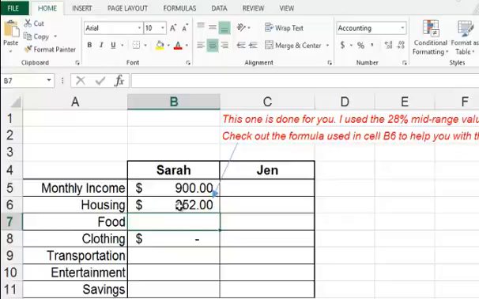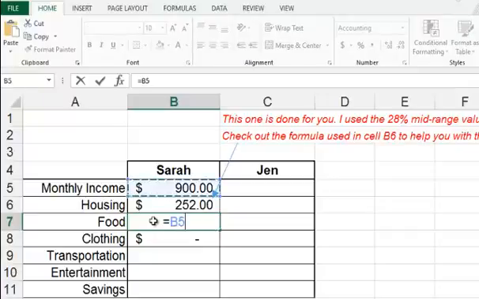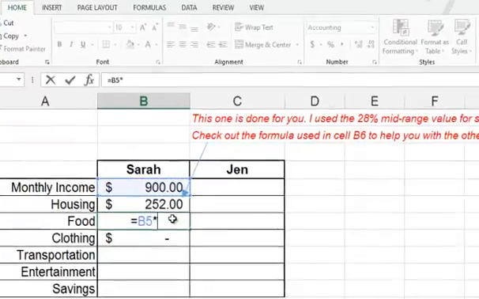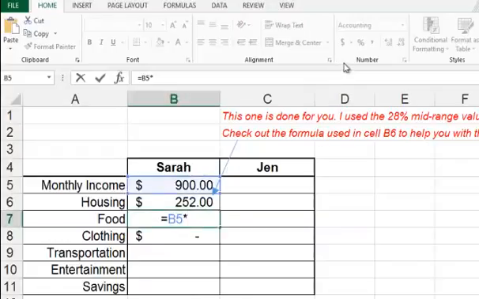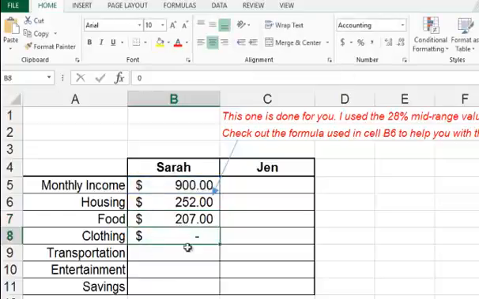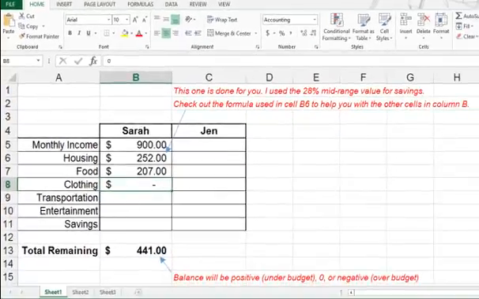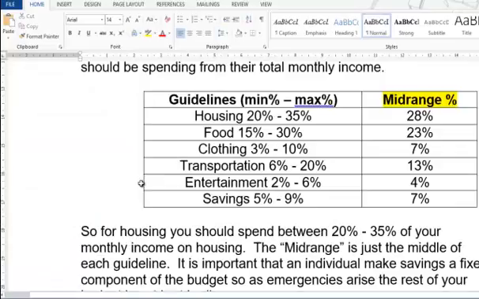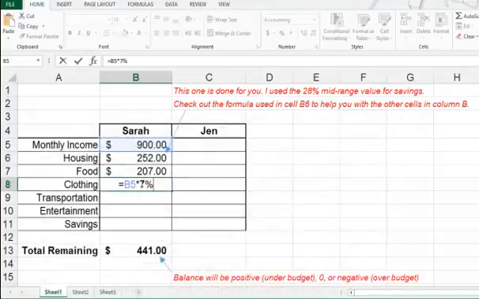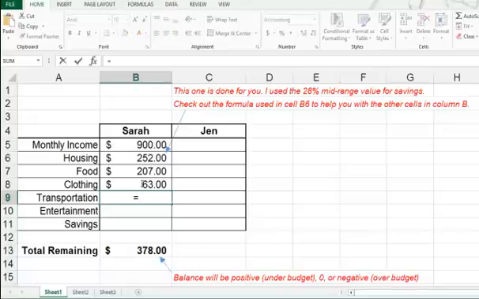Remember, the next one for food, you type an equal sign. We want to look at $900, so cell B5. We want to multiply by, what percent was it? I'm looking back at my table here, 23%. So I'm going to type 23%. Hit enter. So $207 would be a reasonable amount for her to spend on food. Let's try clothing. Okay, hit the equals button. Cell B5 times, what's the percent for clothing? It is 7%. Okay, and let's keep going through these really fast.